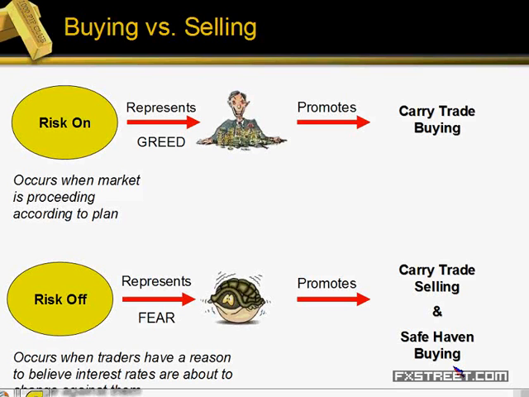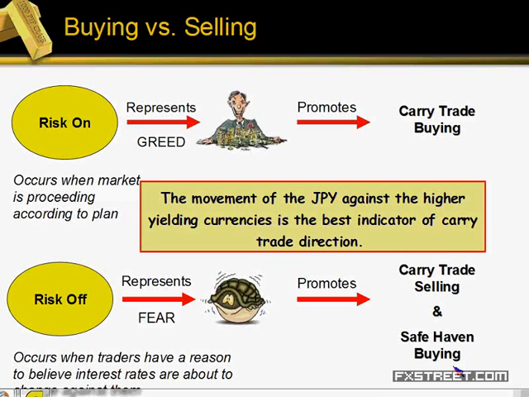being the safe haven, simply because the Swiss National Bank and the Bank of Japan are doing their level best to prevent their currencies from being the safe havens. But generally the movement of the yen against the higher yielding currencies is the best indicator of carry trade direction.